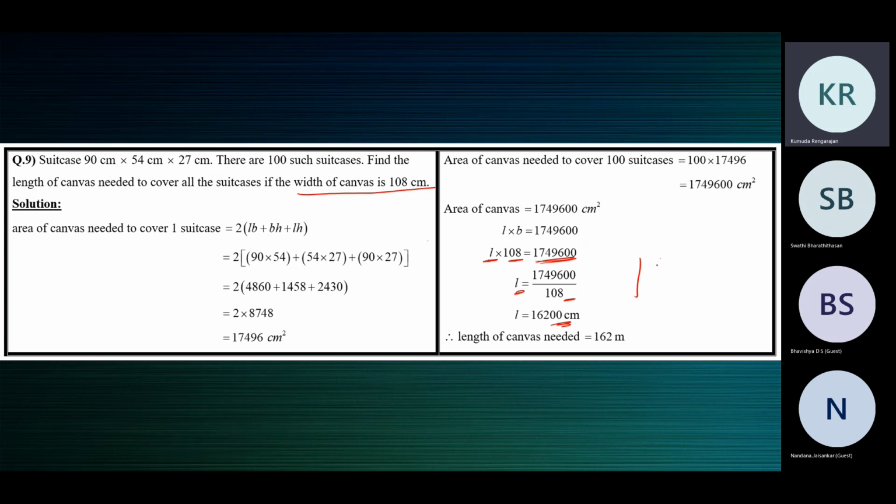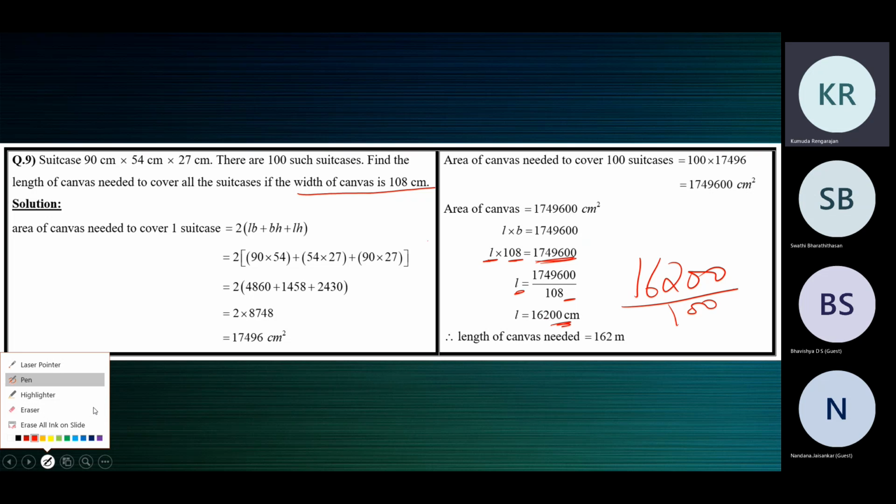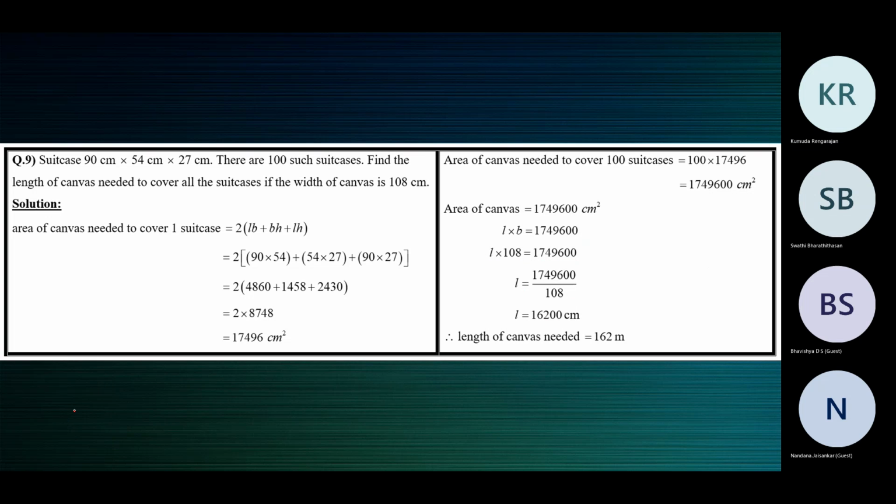How do you convert it to meters? 16,200 divided by 100. It's in centimeter. Divide by 100, it's converted to meters. So the length of the canvas needed is equal to 162 meters. Please complete the answer, children. Please complete it. I'll just come back.